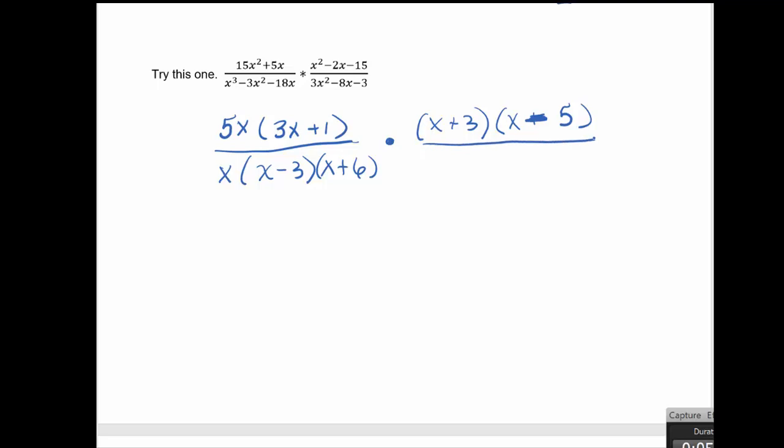In the denominator, 3x squared minus 8x minus 3. You would do 3 times negative 3 to give you negative 9. And the factors of negative 9 that add up to negative 8 are 1 and negative 9. So you have x plus 1/3. Bring up your 3, 3x plus 1. And x minus 9 divided by 3 would be x minus 3.